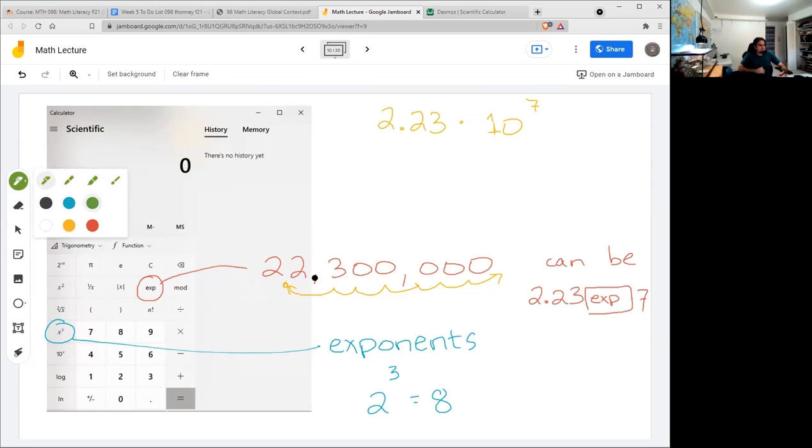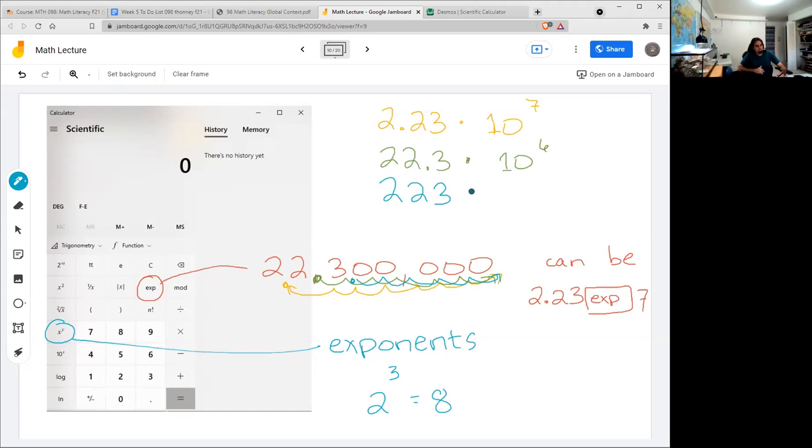I could have started here instead and said this is 22.3 times 10 to the 6th. Or I could have started here and said that's 223 times 10 to the 5th. These are all the same number. Everyone see why? If I put any of these three in my calculator, it gives me this big thing, 223,000,000.